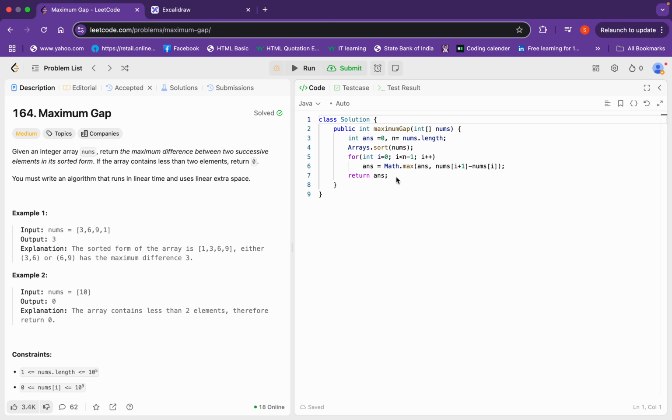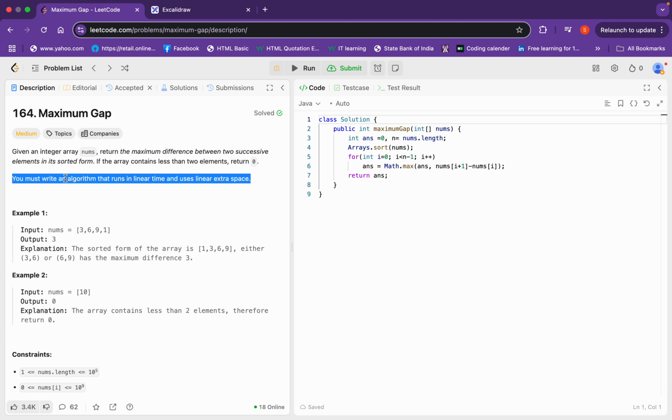Hey guys, so today we will be going through a Leetcode problem called maximum gap. So this problem is very easy if you try to solve it without linear time and without using linear extra space. But the problem arises when we follow the constraint that we must write an algorithm that runs in linear time, that means O(n) time, and uses linear extra space, that means O(n) space.